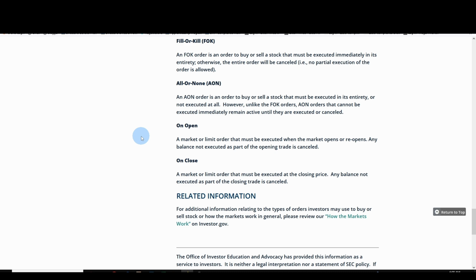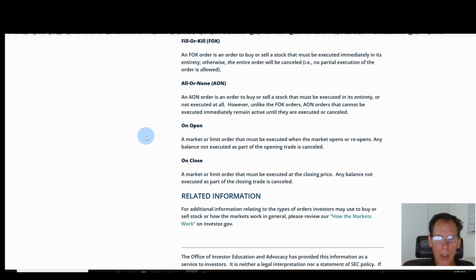On close, a market or limit order that must be executed at the closing price. Any balance not executed as part of the closing trade is canceled.